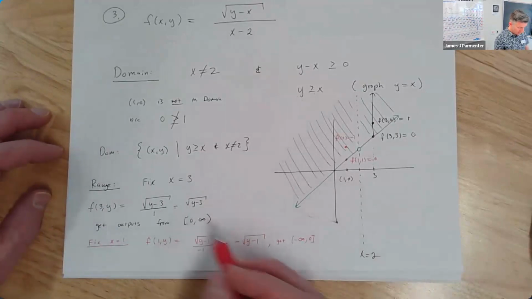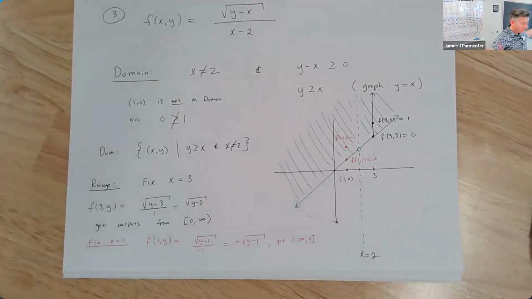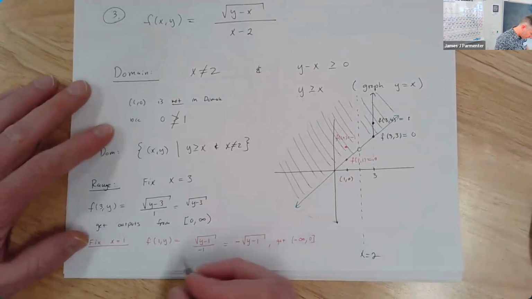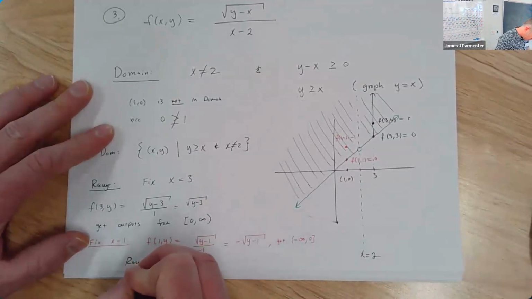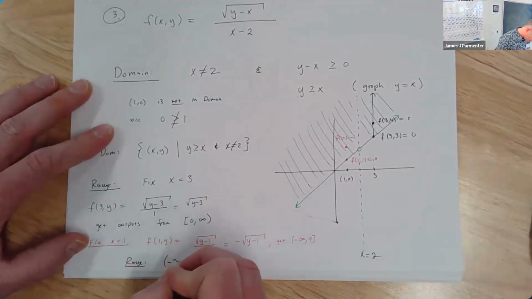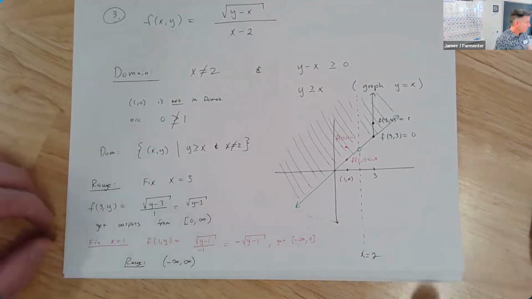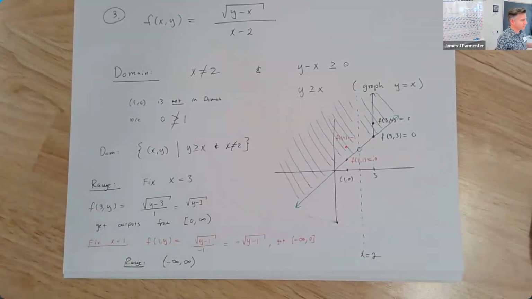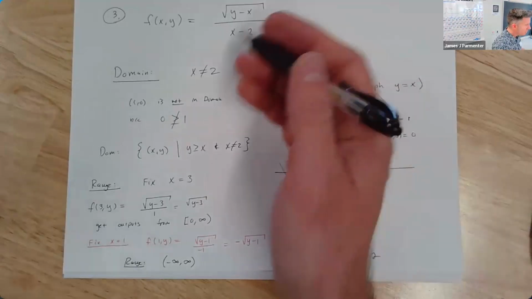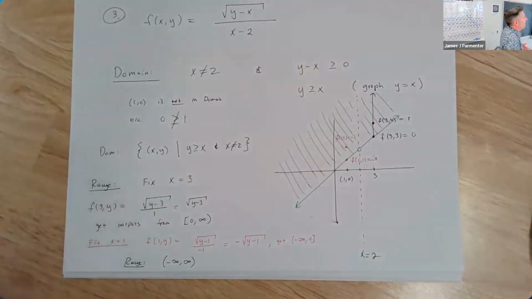And so putting these two together, I'm getting everything, right? My range is all possible real numbers. So that's kind of how I might try attacking a problem like this to find the range. Because I'm not really sure what's happening, I'm just going to say, well, if I let x do this, what happens to the function? If I let y do this, what happens?